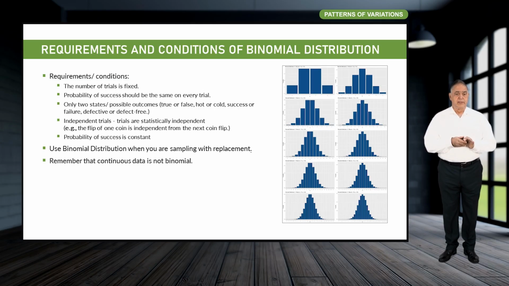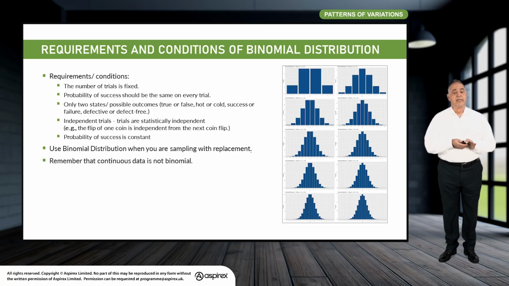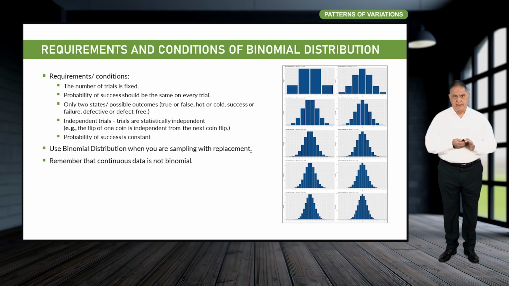Independent trials, which means that trials are statistically independent from each other, and the probability of success is constant. So we use this type of distribution when you're sampling with replacement, and remember that continuous data is not binomial data.